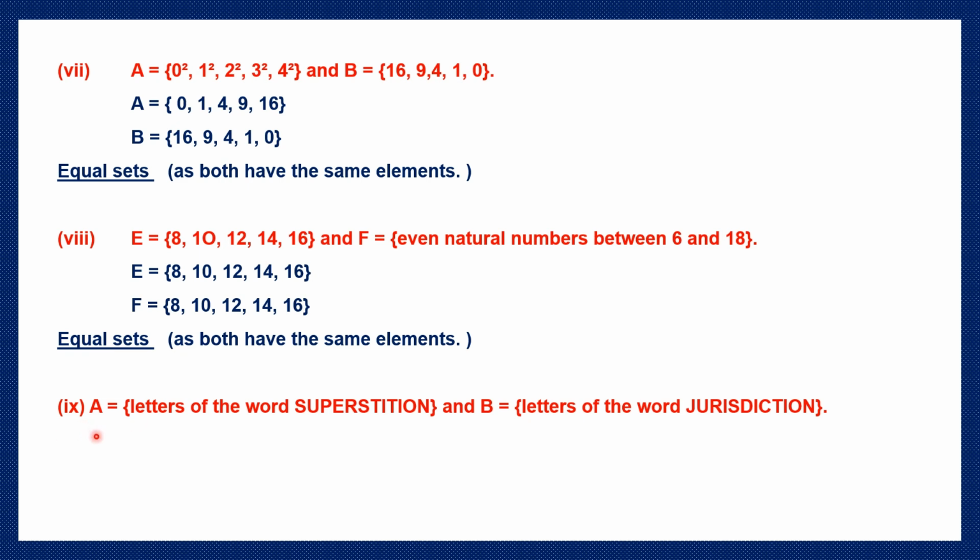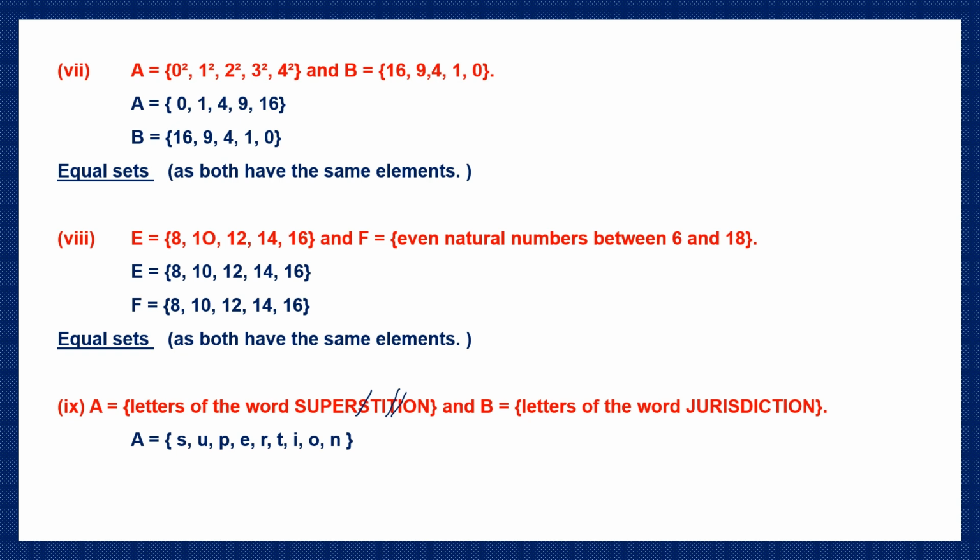Question 9. A is the letters of the word superstition. Now, when we write the letters, remember, you must not repeat. So I can write S-U-P-E-R. S has to be taken off. T, I remove T. I don't write I, O and N again. So let's write all these letters: S-U-P-E-R-T-I-O-N. We have not repeated anything, isn't it?